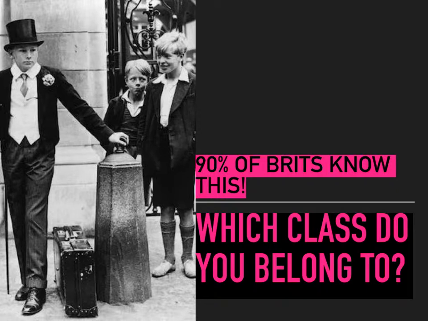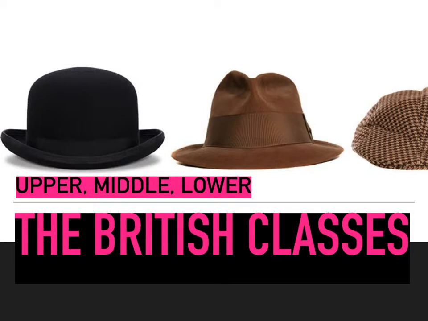So I want you to take a moment and think about what class you belong to. And for instance, in the Netherlands, what types of classes does the country have? Does it have 2? Does it have 3? Does it have 5? 90% of Brits can very accurately say what class they actually belong to, and only 10% do not know. Now, in the UK, we look at 3 different classes.